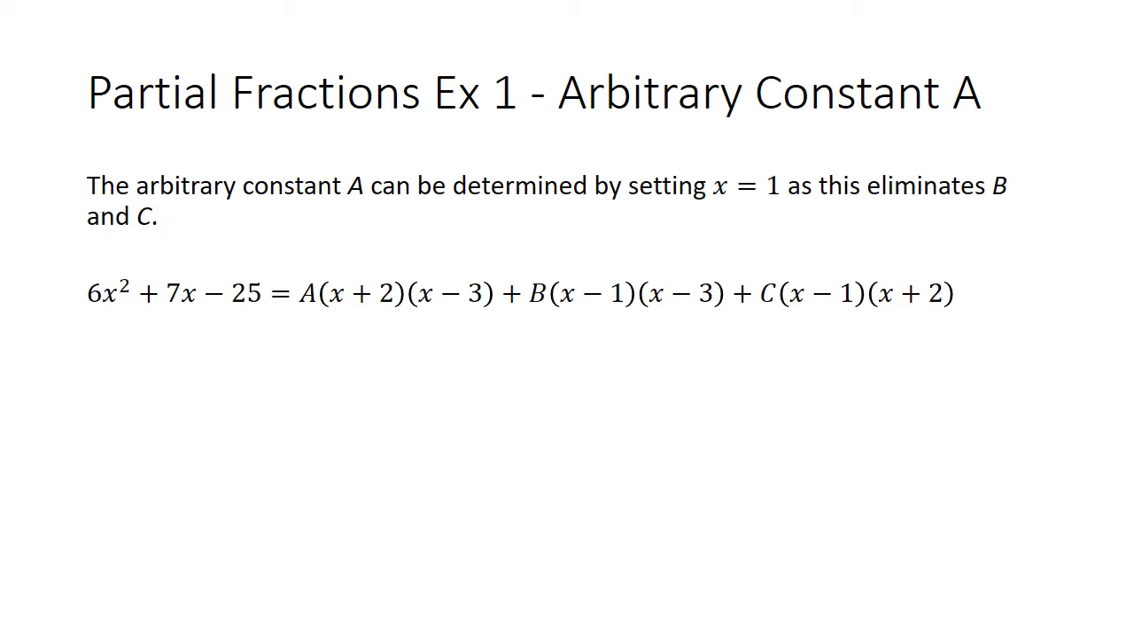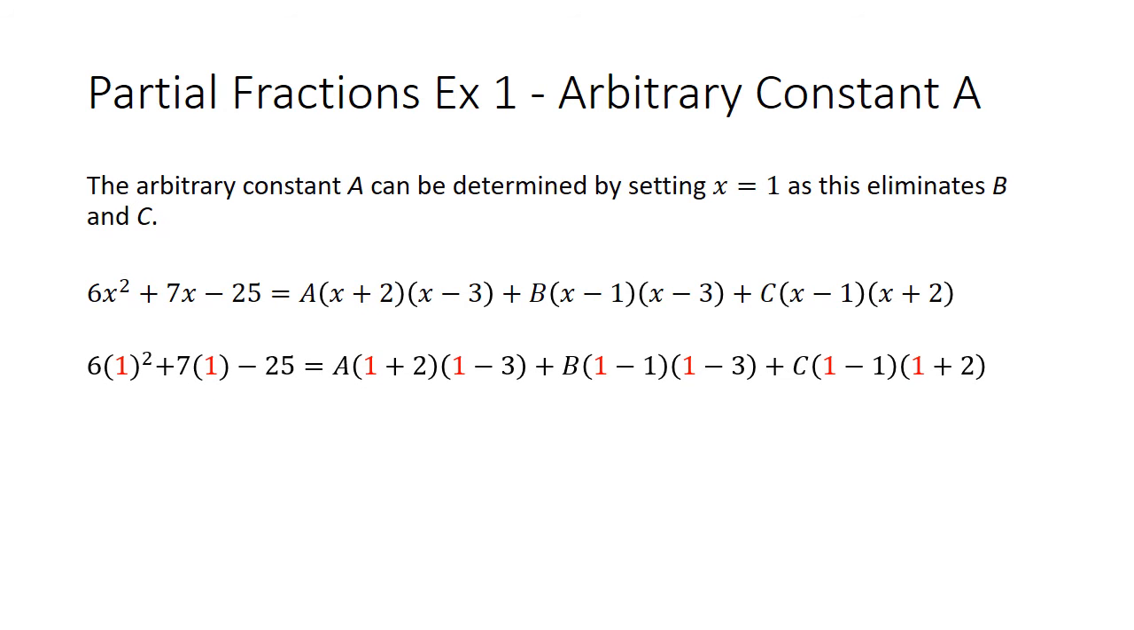To determine the arbitrary constant A, if we examine the equation, we can see that the arbitrary constant B and the arbitrary constant C are both multiplied by x minus 1. Therefore, if we can get that term x minus 1 to become 0, then the constants B and C will be multiplied by 0, and therefore they will be eliminated. We can achieve this if we set x equal to 1.